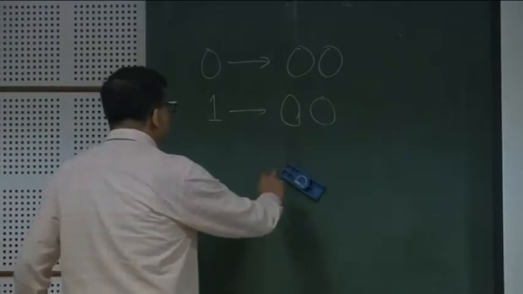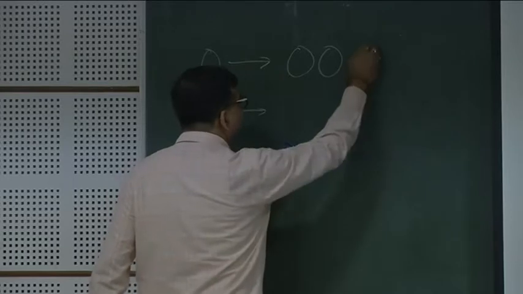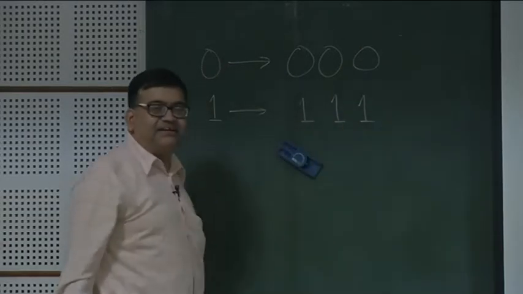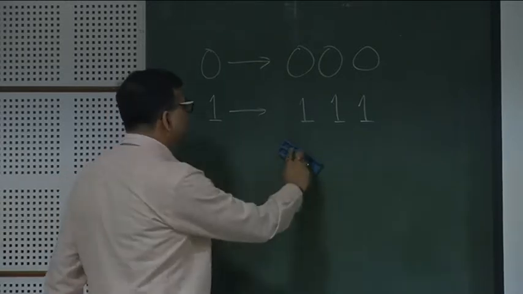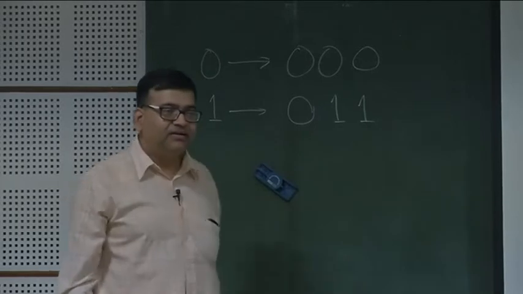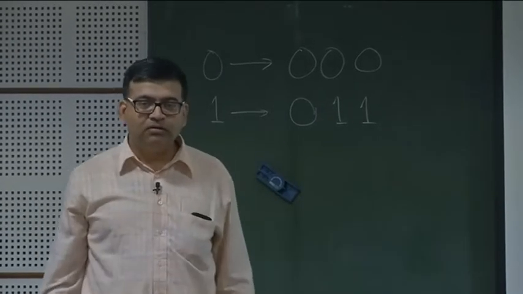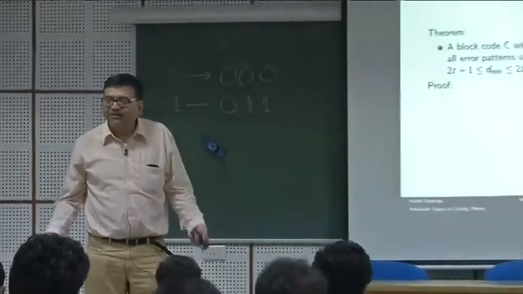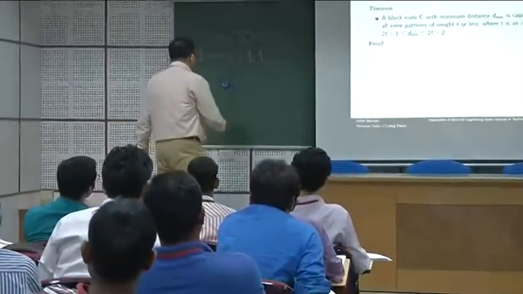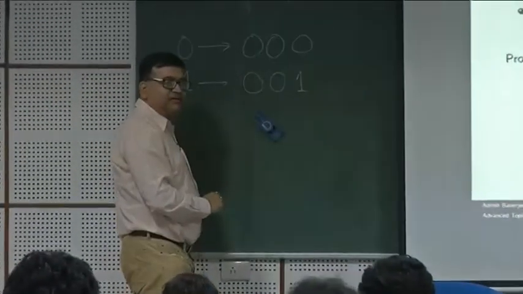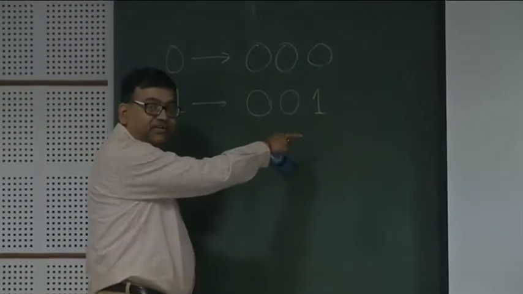Now, go back to the rate 1/3 example. What is the minimum distance of the code? 3. So how many errors can it detect? Can you detect an error? How? Because you expect all the 3 bits to be the same. 1 error, 2 errors, can you detect? I can still detect there is an error.